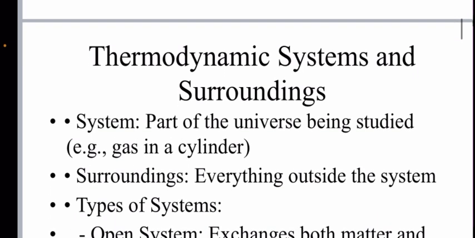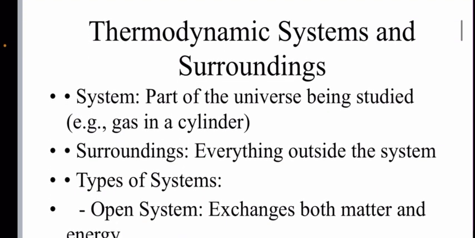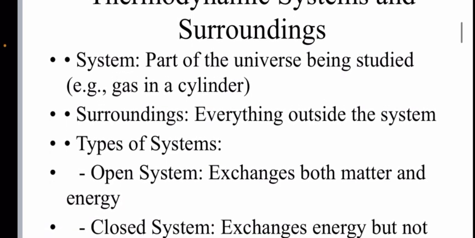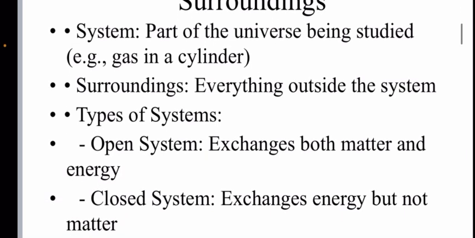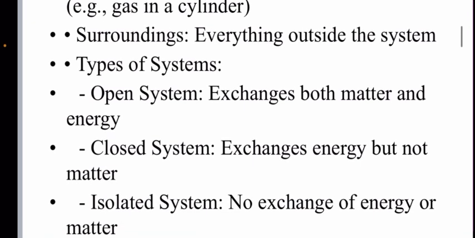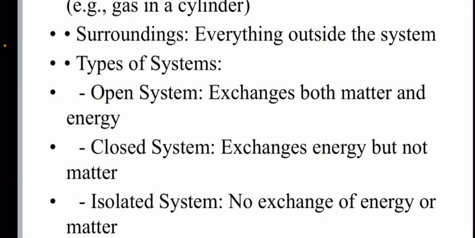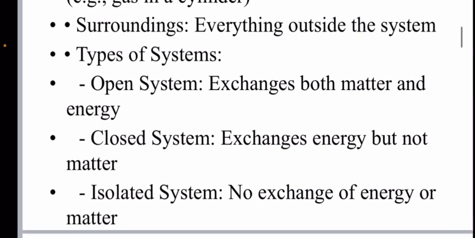1. Thermodynamic systems and surroundings. System: the part of the universe being studied, e.g. a gas in a cylinder. Surroundings: everything outside the system. Types of systems. Open system: can exchange both matter and energy with surroundings. Closed system: exchanges energy but not matter with surroundings. Isolated system: does not exchange energy or matter with surroundings.